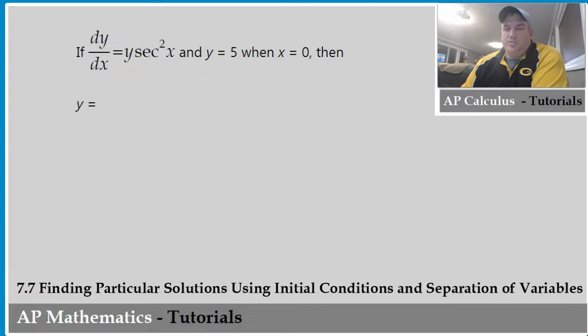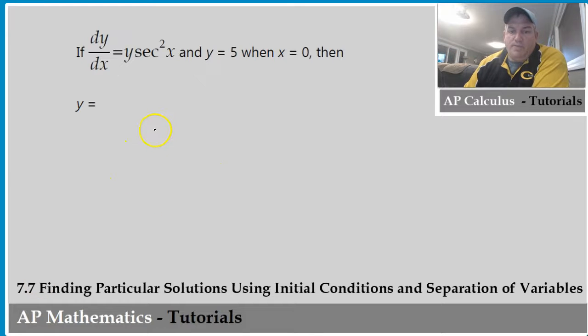Hello, calculus students. We're here in section 7.7, finding particular solutions using initial conditions and separation of variables. So we have in this problem y times secant squared x is my dy/dx. And we are definitely going to be solving this by separation of variables. When you have a function of x times a function of y, we're going to separate.